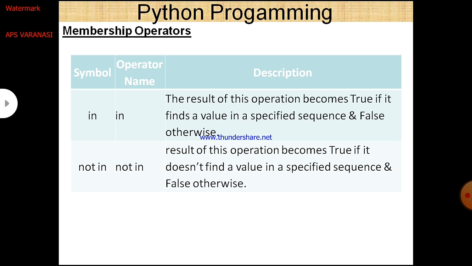Before we start in and not in operators, this thing should be very clear to all of you. So in and not in work in a similar manner to is and is not. Not in is just the opposite of in. Here we can easily see that the result of this operation becomes true if it finds a value in a specified sequence and false otherwise. And for not in, the result becomes true if it does not find a value in a specified sequence and false otherwise. So not in is just the opposite of in, and using in we find a value in a specified sequence, maybe a list, a tuple, or a dictionary. So let's check.